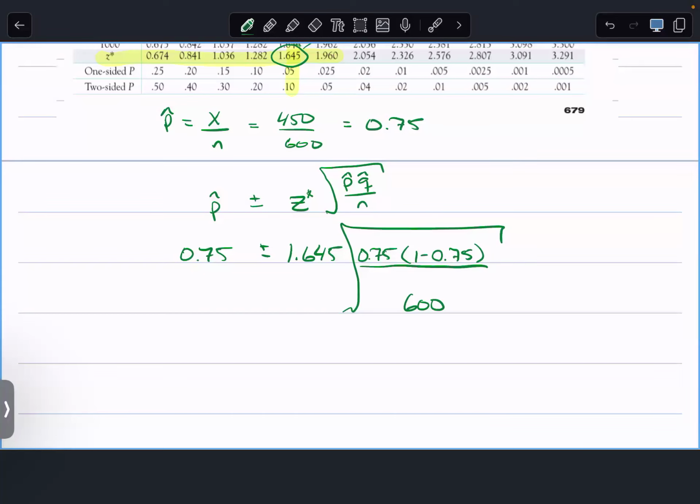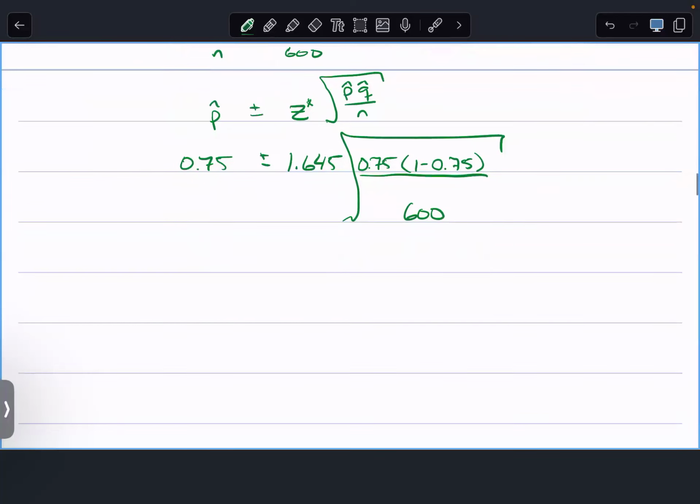All right. So working our way out from the inside, we're going to do the multiplication and then the division and then the square root and then multiply by 1.645. You don't need to show all those steps, but I do want to see the final margin of error before you go through and do it, okay? And so optional steps are coming up here.